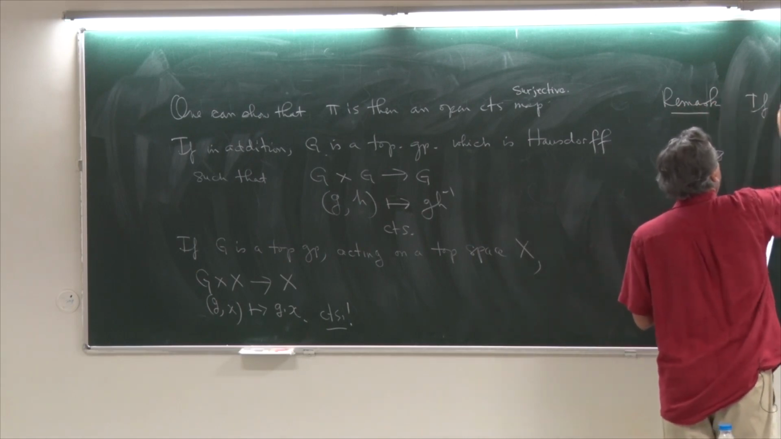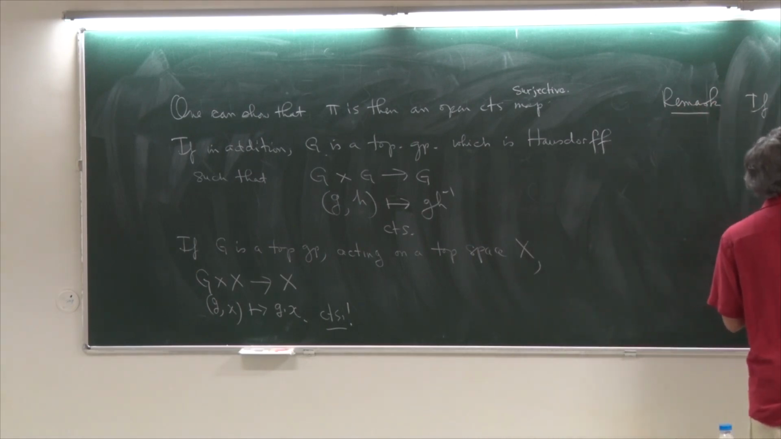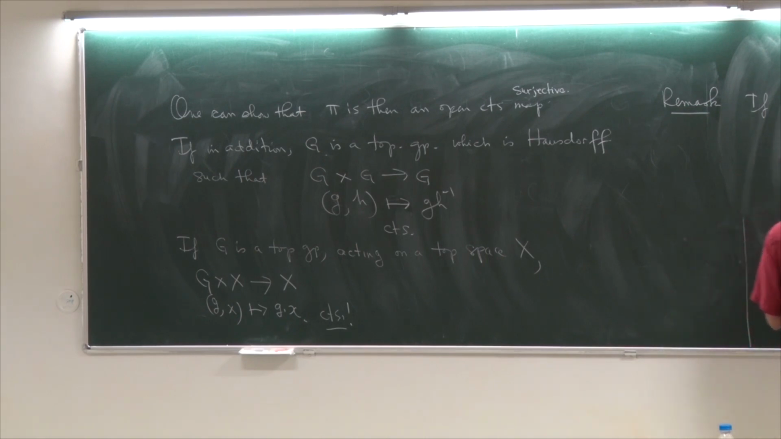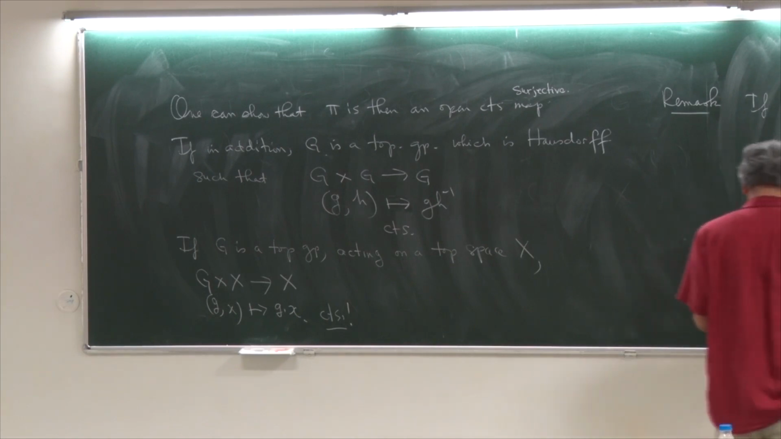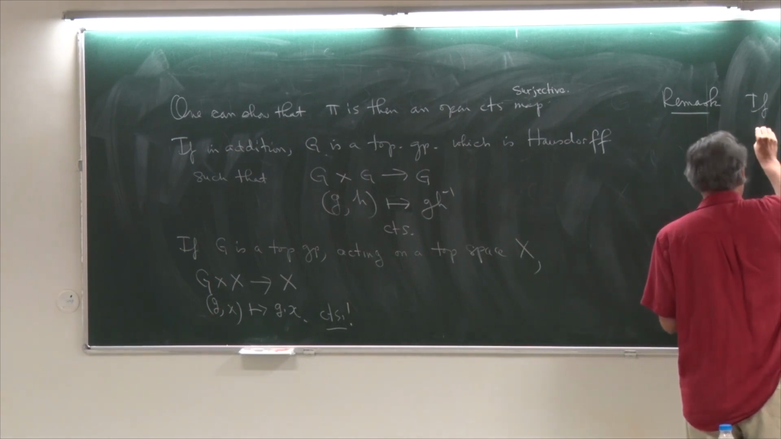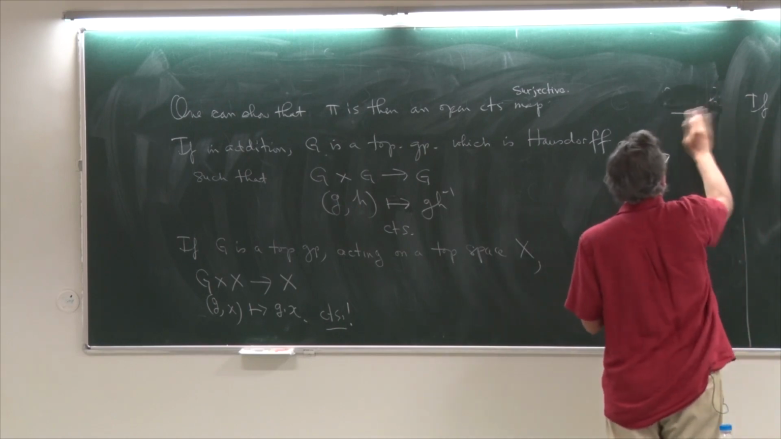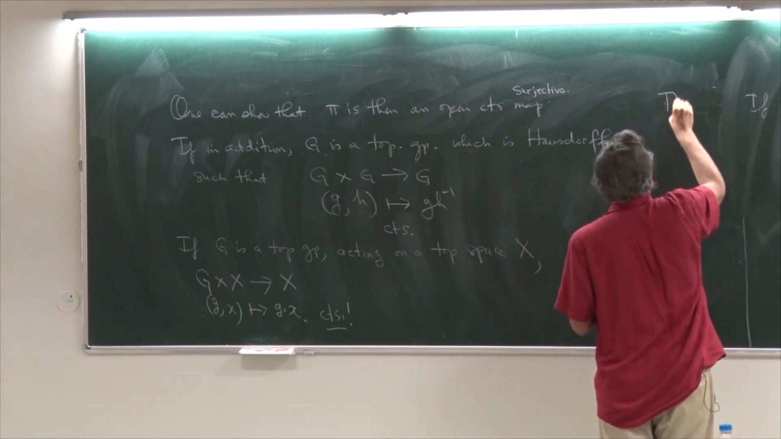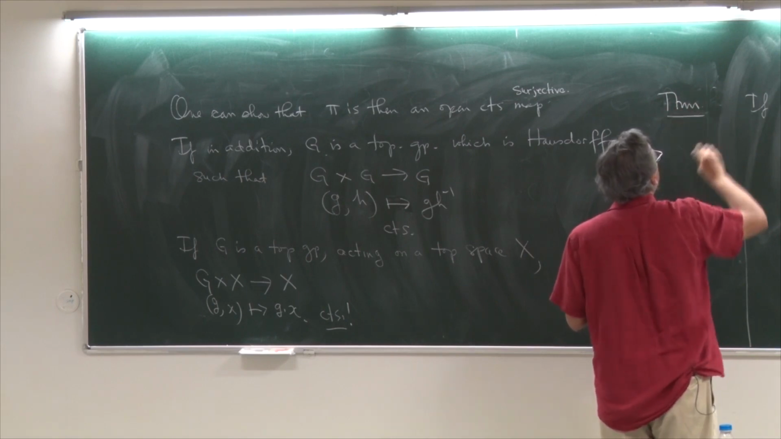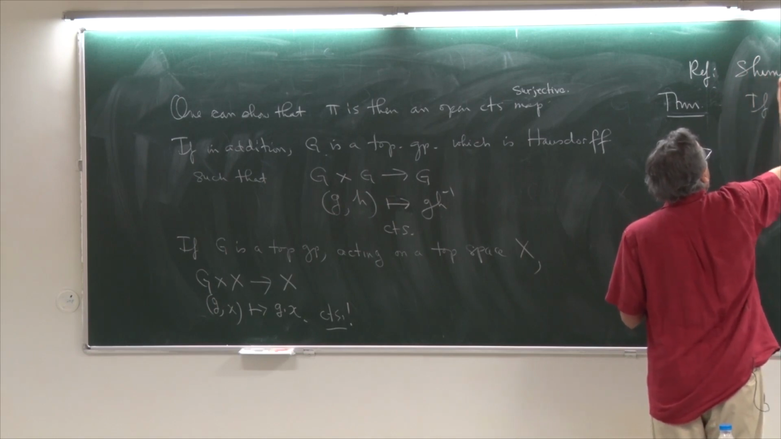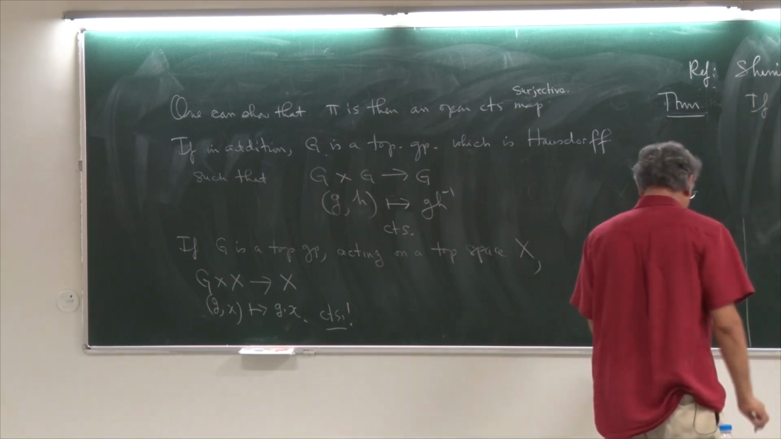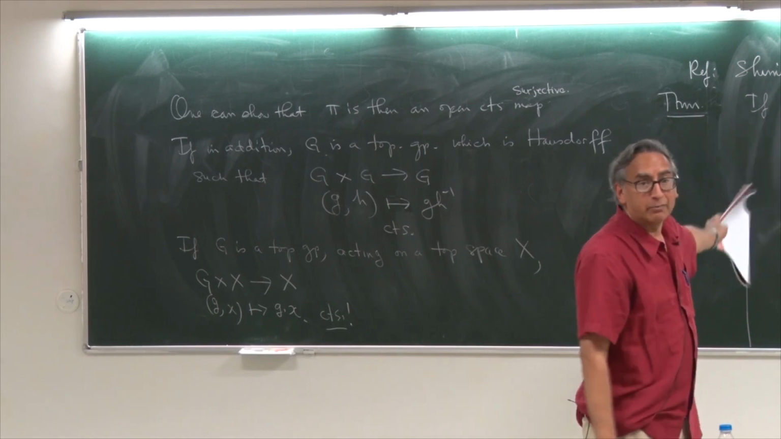if G is a locally compact topological group. Locally compact means every point has a neighborhood which is compact, okay? If G is a locally compact topological group with a countable basis, so here's the, sorry, this is a theorem, not remark. It's a theorem which I'm not going to prove. It's proved in Shimura's book, so reference Shimura. But we don't need to know the proof, we just need to know the statement of the theorem.